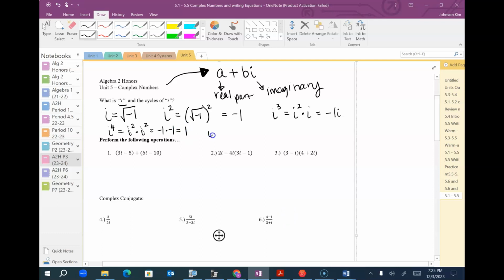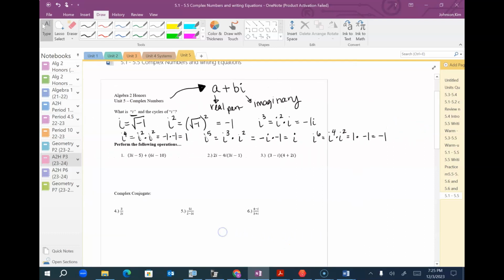If we take i and raise it to the 5th power, let's be creative with this. I'm going to make this i cubed multiplied by i squared, just for fun, right? Okay, so that's -i times -1, which is i. All right, what about i to the 6th power? I to the 6th power, we can write as i to the 4th times i squared. Okay, i to the 4th is 1. i squared is -1, so this is just -1 again.